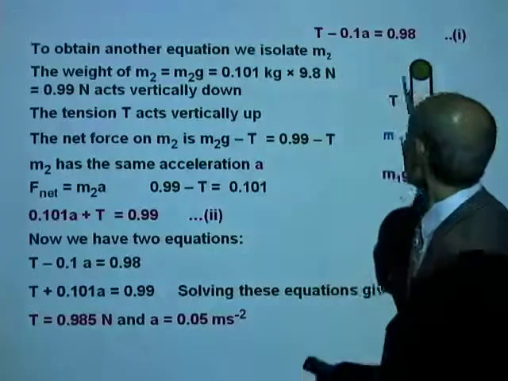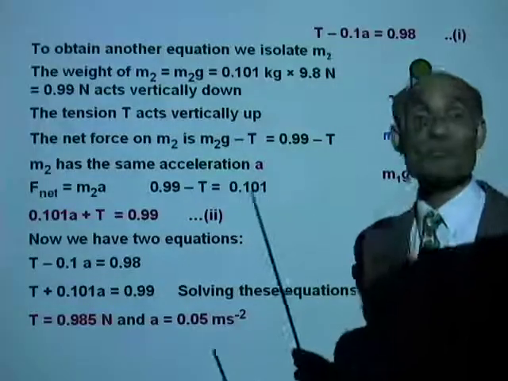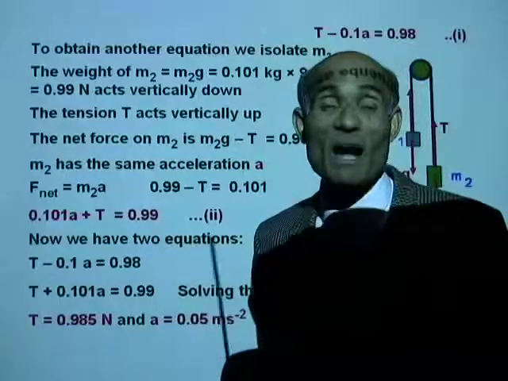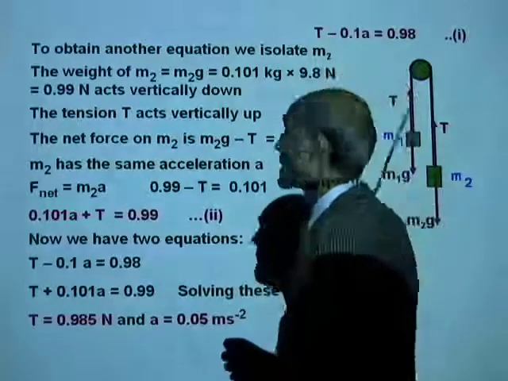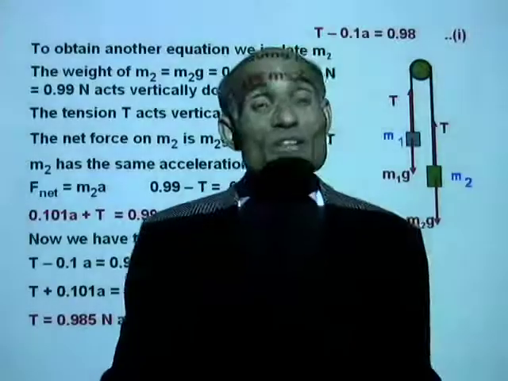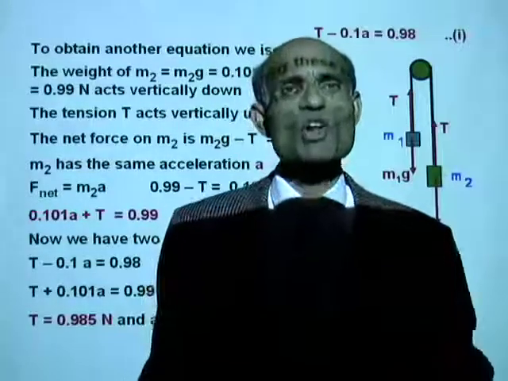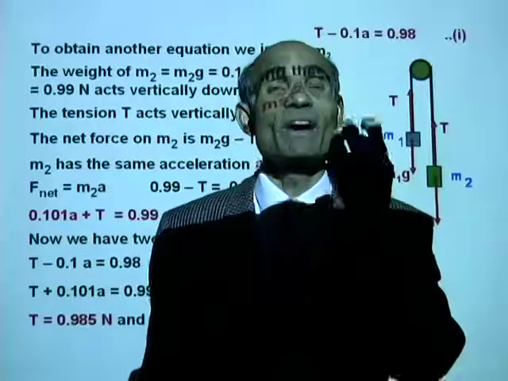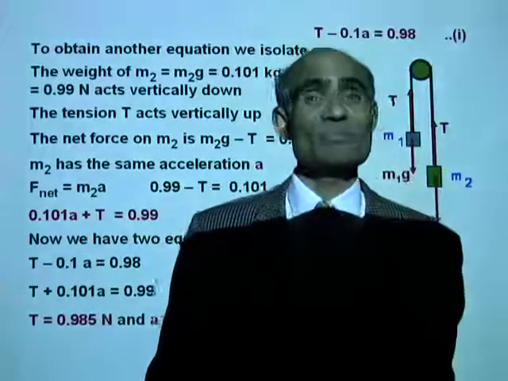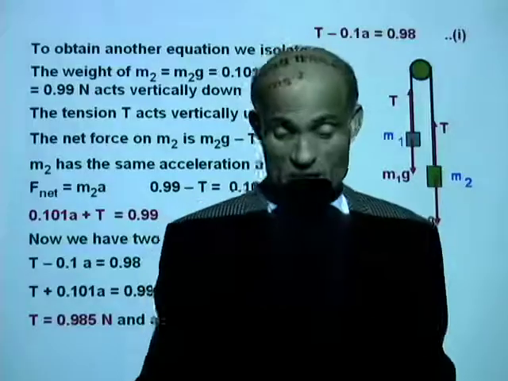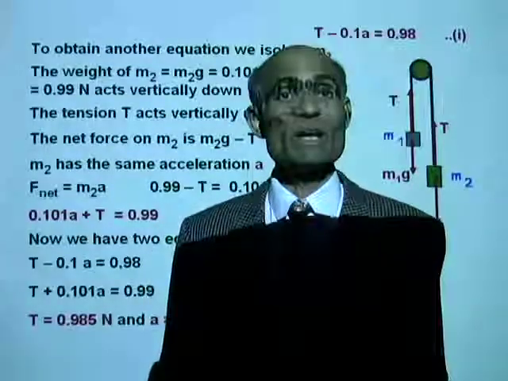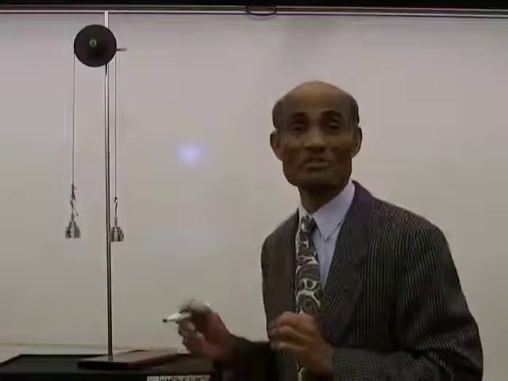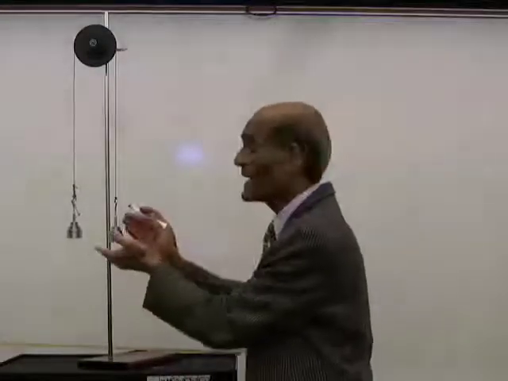Okay, and this is an important class of problems in physics, connected masses. In fact, it is a setup like this that was first used by somebody called Atwood to measure the value of acceleration due to gravity. Now what he did is, let me show you what he did. To do the experiment to measure the acceleration due to gravity, let's look at the theory again.